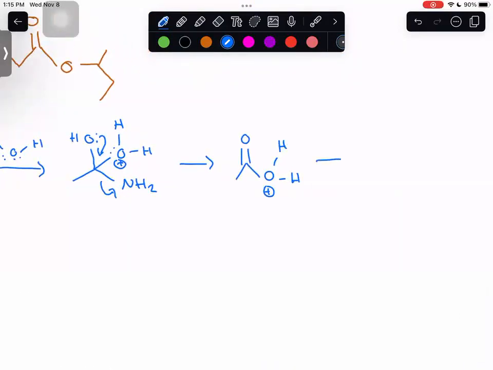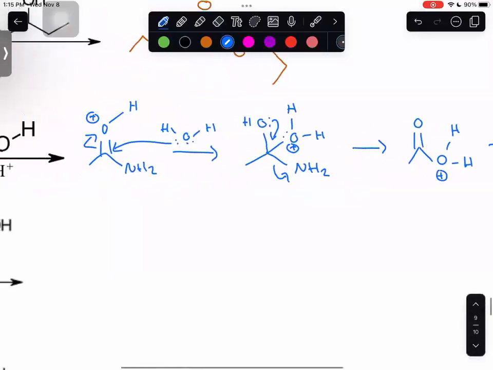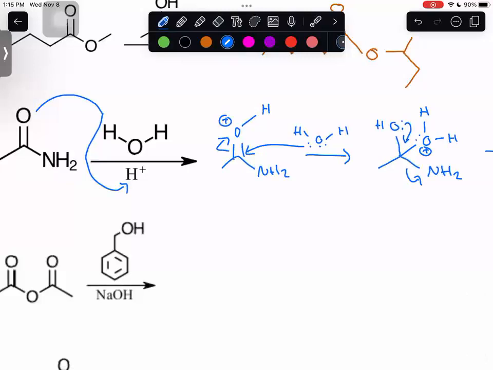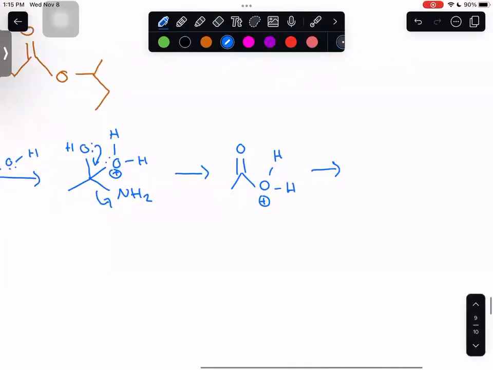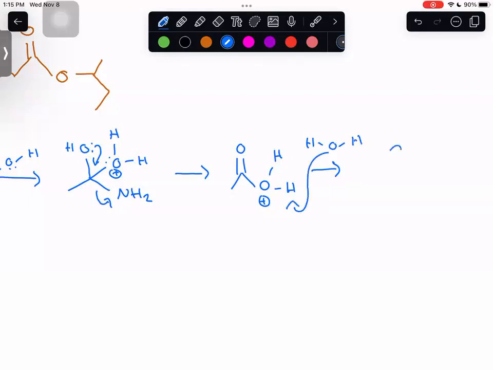How do you get rid of a hydrogen? What kind of reaction are you going to do? The water. Acid base. There you go. The base. It can be water, yeah. Water is both an acid and a base. There you go. That's the final answer.